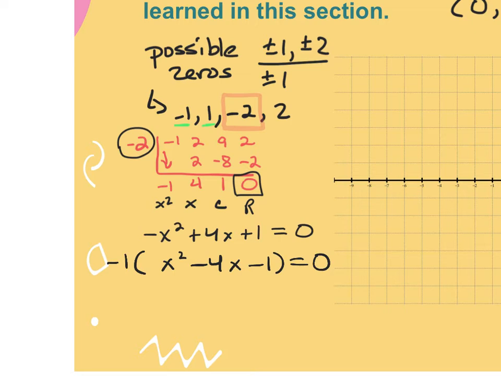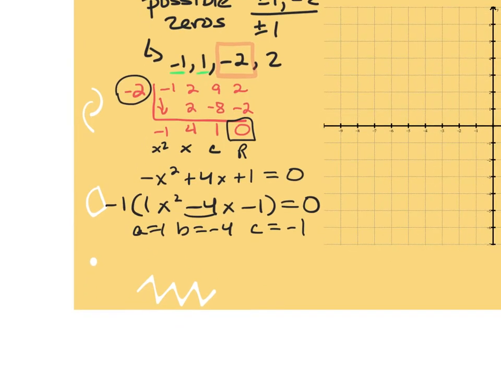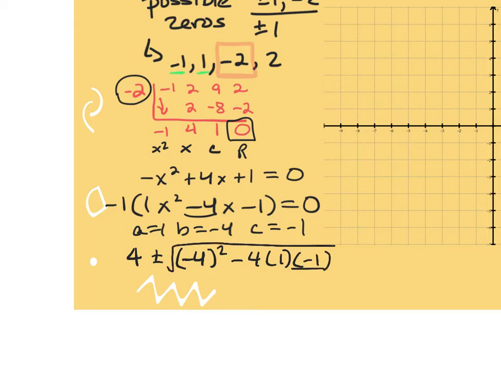So my A term now is this 1. My B term is the -4. My C is the -1. I'm doing quadratic formula. So opposite of B, plus or minus the square root of B squared minus 4 times A times C, all divided by 2 times A.